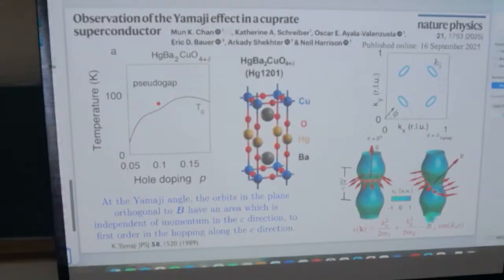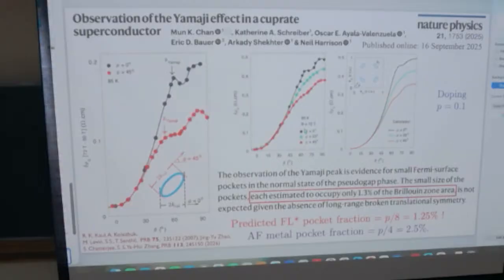The resistance should become high at certain angles. And knowing the Yamaji angle, you can then read off the area of this circle. Anyway, so they did that. So here's the Yamaji angle. That's the Yamaji peak. And from this paper, they estimated the area of this pocket to be 1.3% of the Brillouin zone. Their doping is 0.1, and p over 8 is 1.25%. So very close to what we predicted many years back.